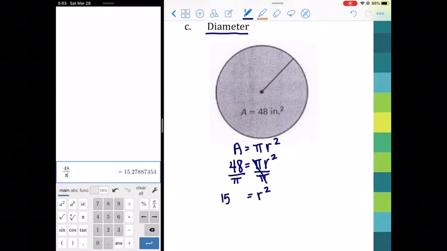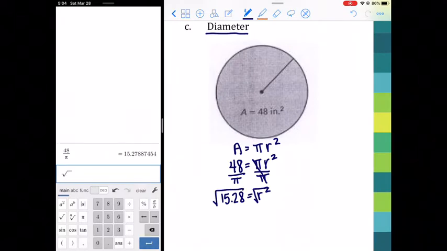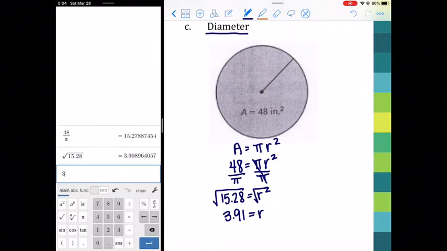So that's 15.28 equals r squared. So to get the r by itself, I need to take the square root of both sides. So I'll do the square root of 15.28, and that gives me 3.91 for the radius. But this didn't ask for the radius, it asked for the diameter. So the diameter is twice as long as the radius. So I'm going to do 3.91 times 2, and I get 7.82. So the diameter is 7.82.